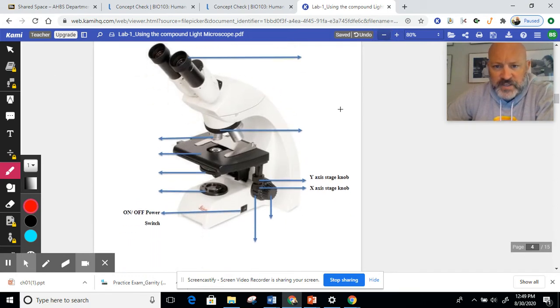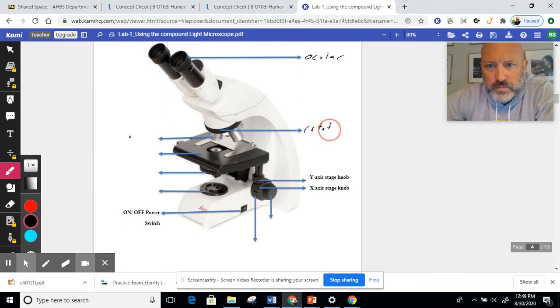So this is just a practice, right? This is just like a diagram, and we could practice labeling. So we could take care of this. This is our ocular. Here's our rotating nose piece. The rotating nose piece is how we switch between these objective lenses.